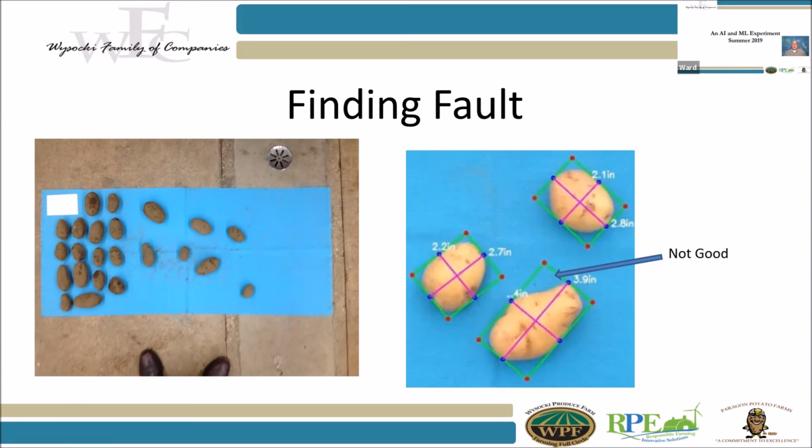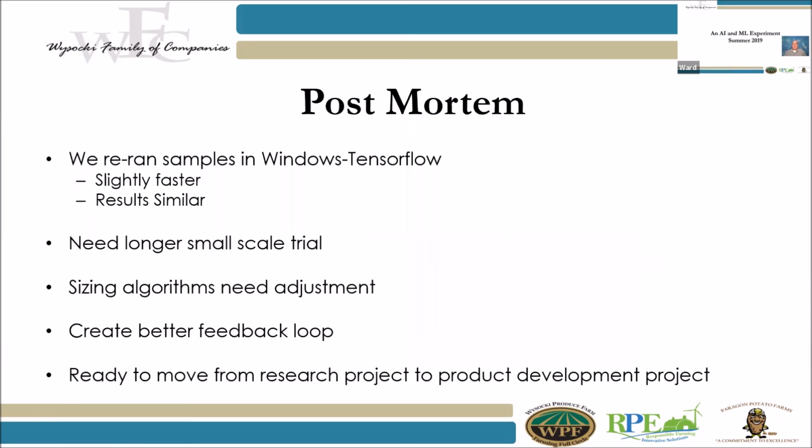So we shelved the project in 2020, or we didn't do anything in 2020. What we did in 2020 is we said, what do we have to do differently to make this successful? We actually went back and we took our entire data set and reran it in a Windows TensorFlow environment, found out that it was slightly faster, which was kind of a surprise to me, and the results were remarkably similar. So we didn't get any better or any worse results. We decided we were going to do a longer small scale trial. We were going to change our sizing algorithm a little bit.